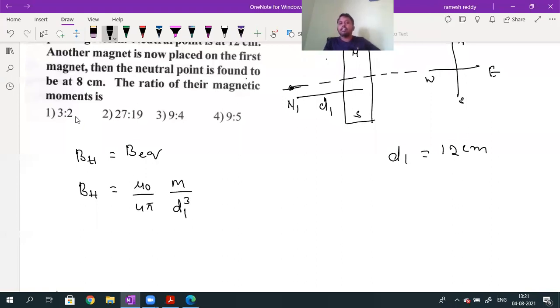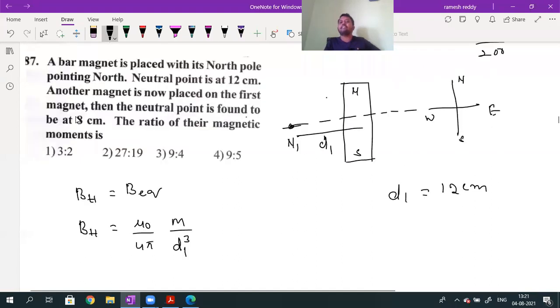on this bar magnet, another magnet is kept. One more magnet is kept on this first bar magnet. The second bar magnet I am showing with the dotted one. Another bar magnet is placed on the first bar magnet.